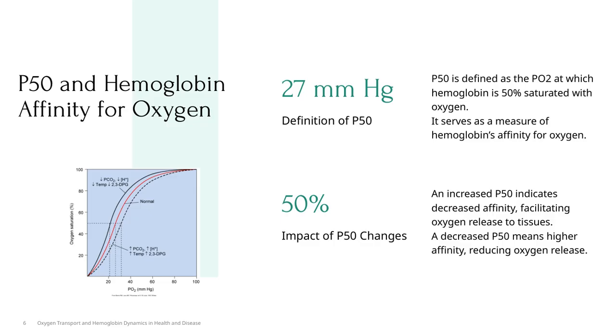Conversely, a decreased P50 reflects a higher affinity, so hemoglobin holds onto oxygen more tightly, making it harder to unload oxygen where it's needed. Understanding these changes is crucial because shifts in P50 can significantly impact oxygen delivery throughout the body. For example, in some diseases, an increased P50 can help tissues receive more oxygen, while in others, a decreased P50 might impair oxygen unloading. Throughout this presentation, keeping these concepts in mind will help us appreciate how hemoglobin dynamics influence health and disease.